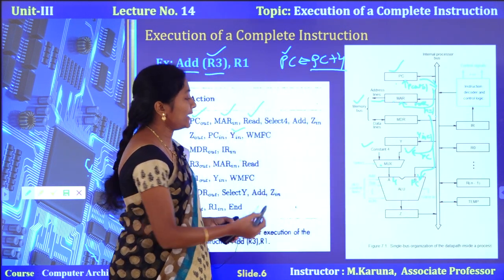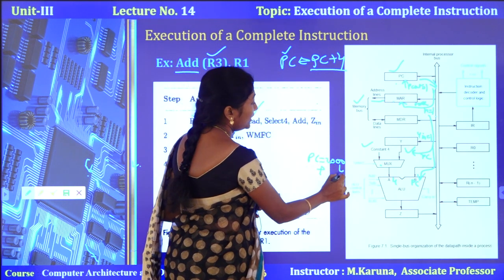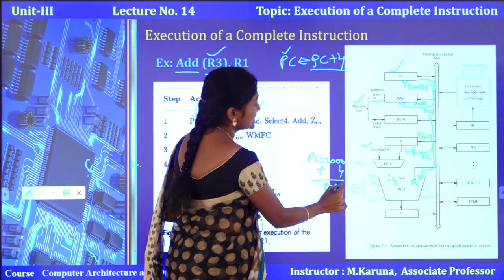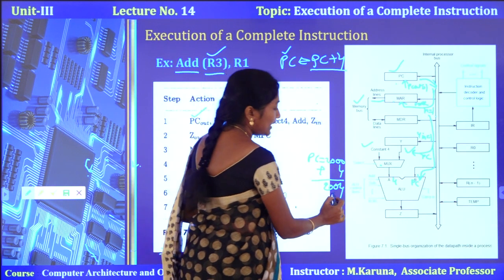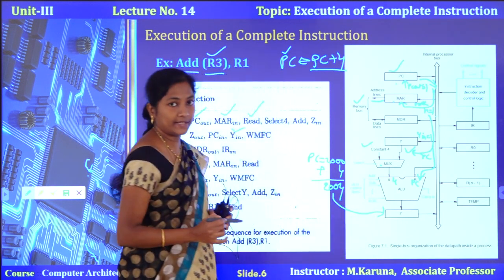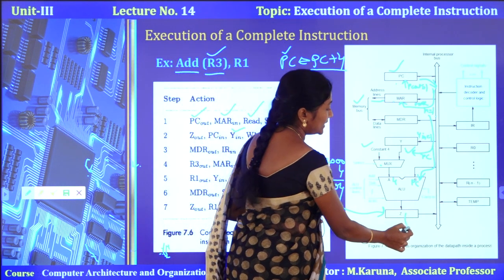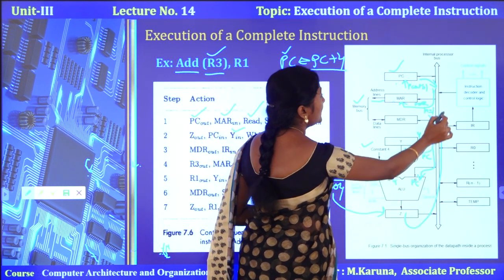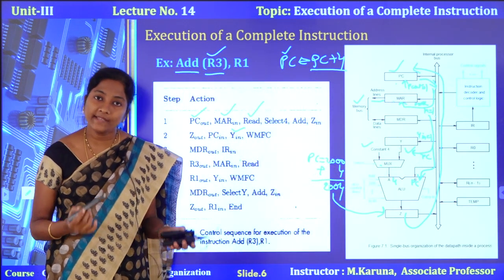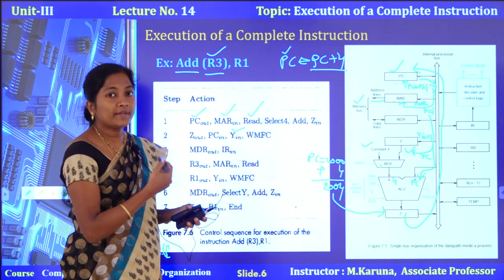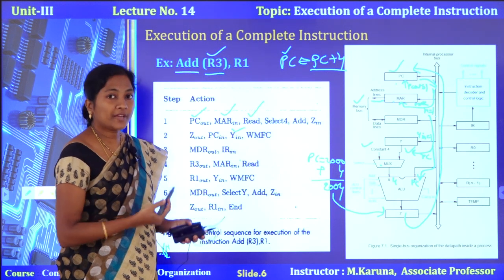After adding, for example, PC equal to 2000, adding 4, the address of the next instruction is 2004. So, that will be transferred to Z. Now, see again, from the Z register the output will be transferred to the PC. Now, PC has the address of the next instruction. Let us see one by one how to perform the updating of PC with the help of control signals.